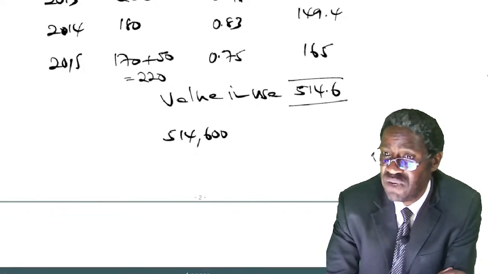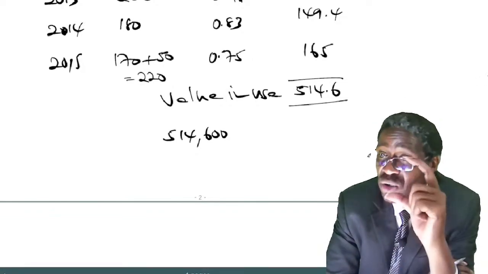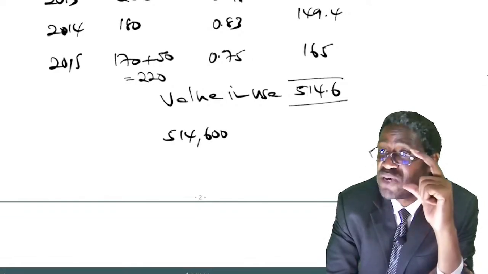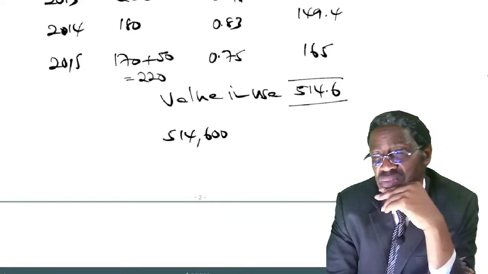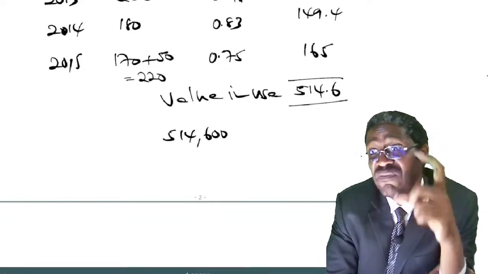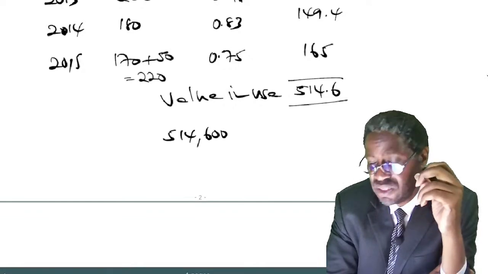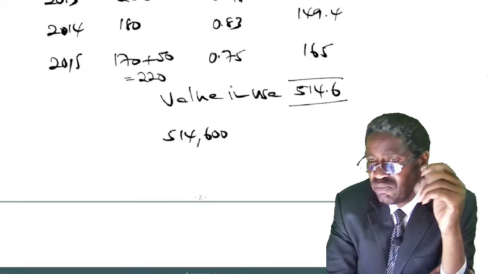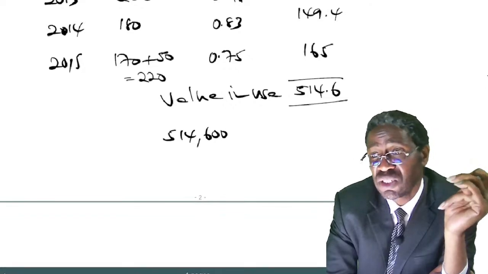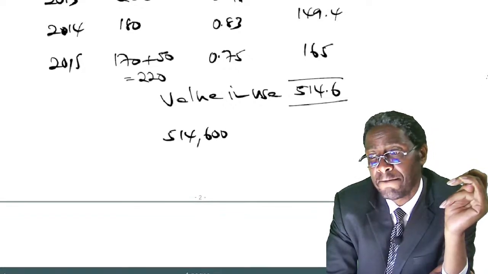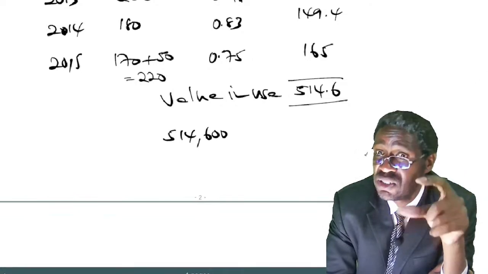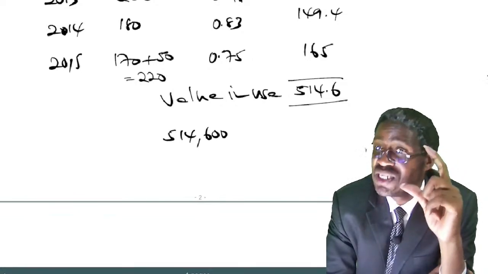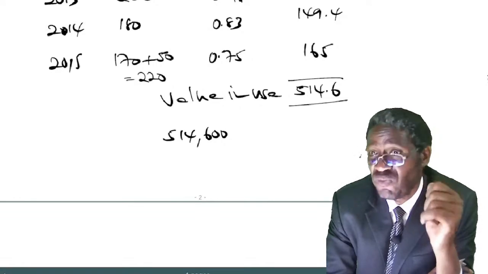becomes the recoverable amount of the plant. Therefore, its value in use of 514,600 becomes the recoverable amount of the plant.